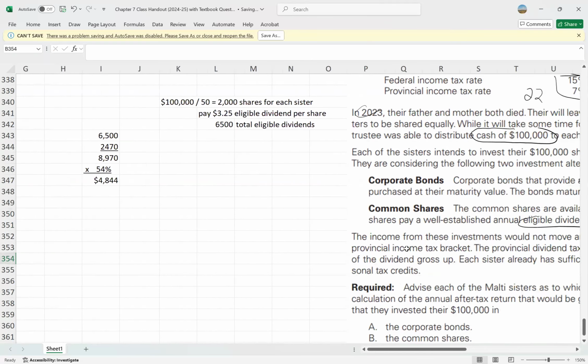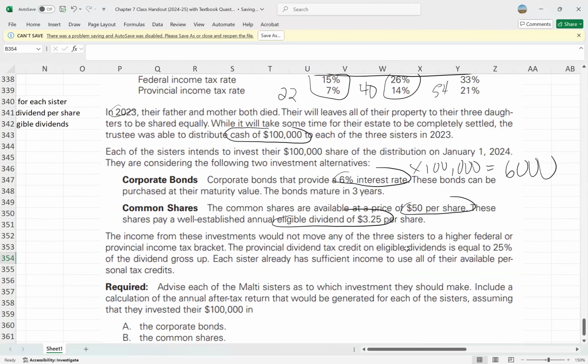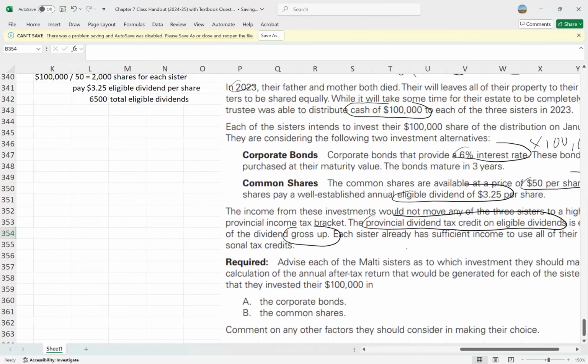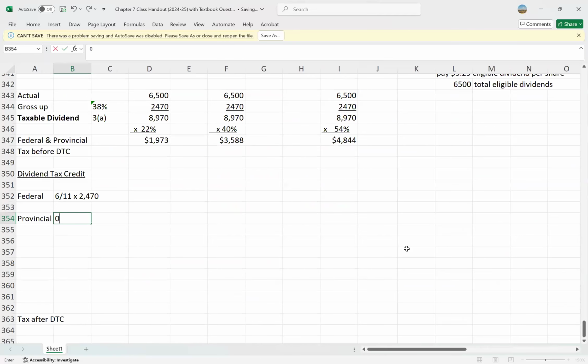So we go back to the question. We're told that the provincial dividend tax credit on eligible dividends is 25% of the gross up. So sometimes they'll give you a fraction, like I did in the previous example, 5/11, or they give you a percentage. This one, they give us a percentage, 25% of the gross up. So the provincial amount will be 0.25 times the gross up, 2,470.